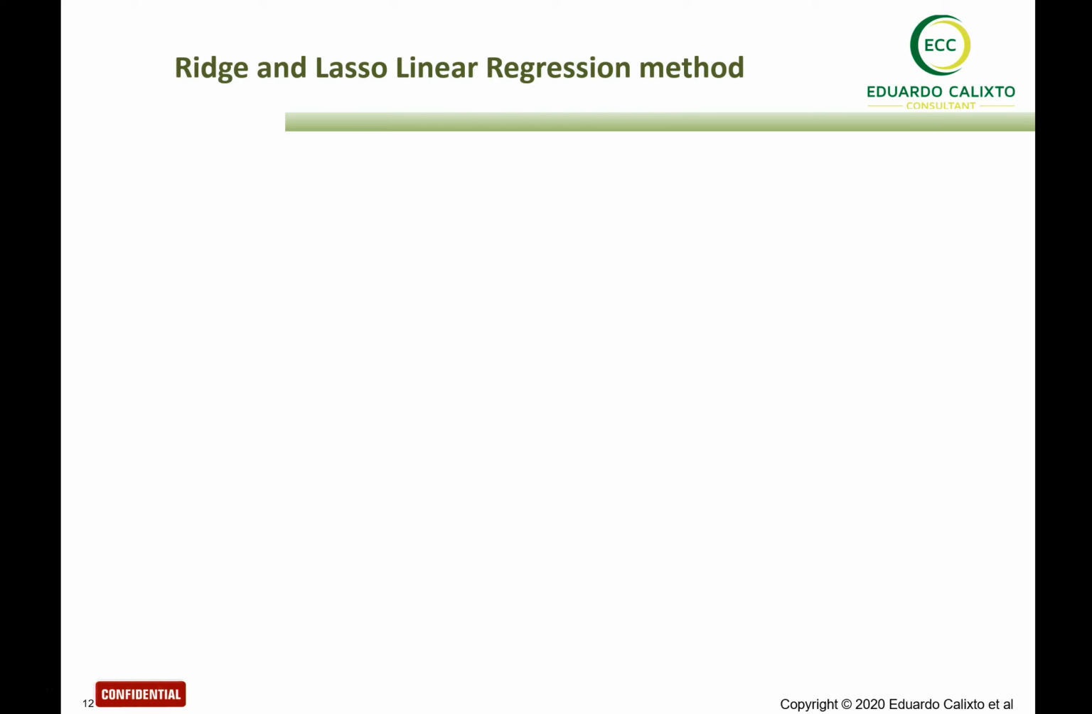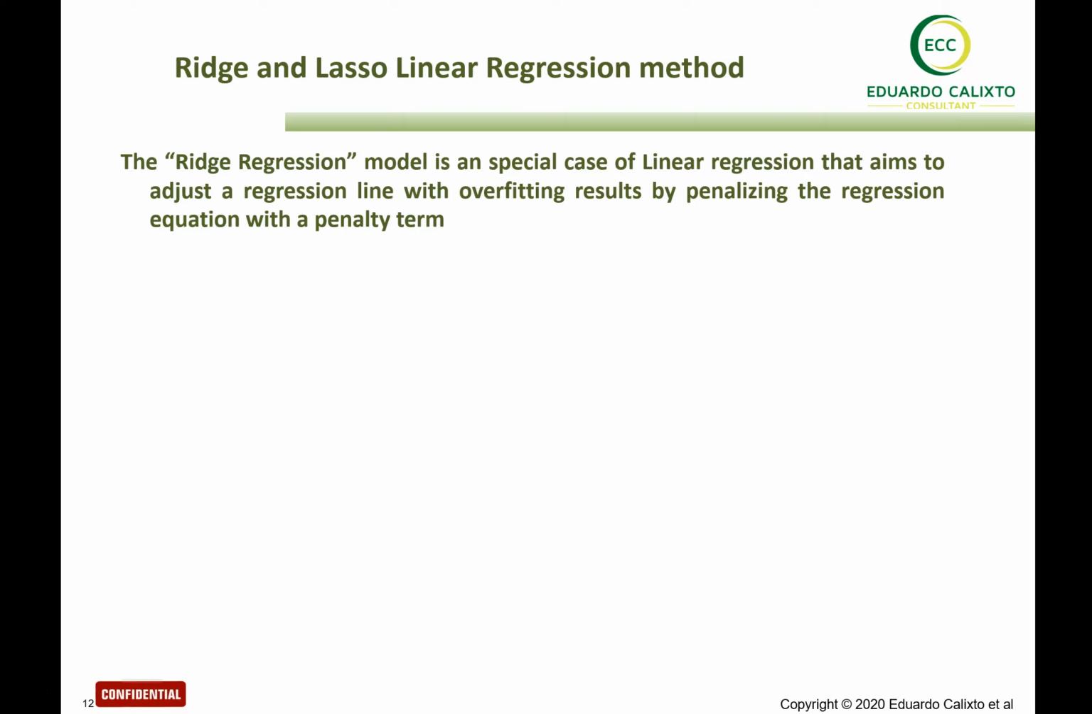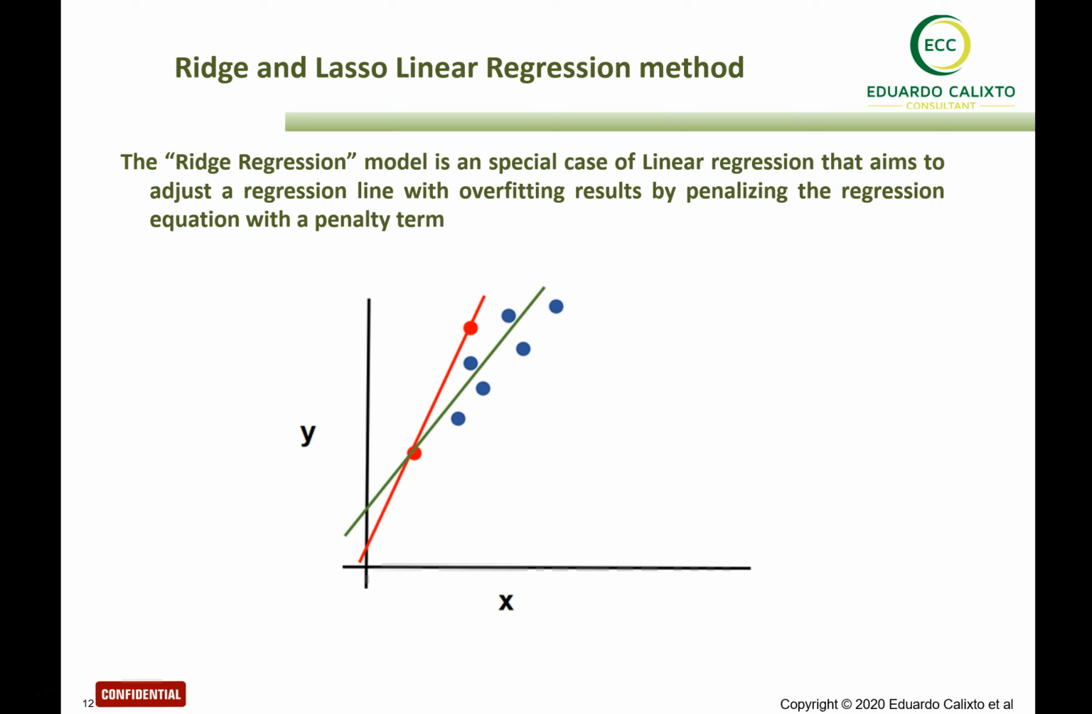A variation of linear regression is what we call Ridge and Lasso linear regression. The Ridge regression model is a special case of linear regression that has the objective to adjust the regression line to avoid overfit results by penalizing the regression equation with a penalty term. So if you look at the red line here, let's consider that the training data set has only these 2 points initially. That means the model has a low bias and very low variance.